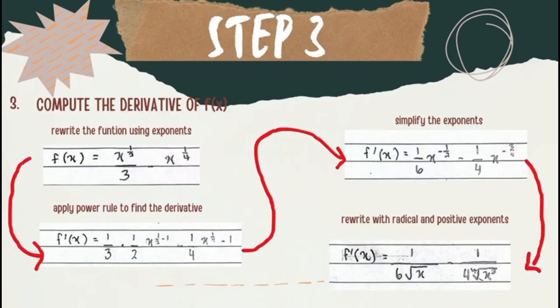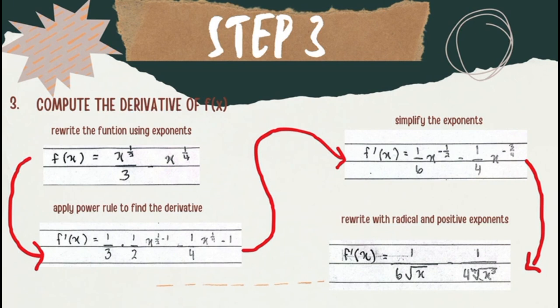Step 3. First, rewrite the function in exponent form so that it is easier to use the differentiation rule. Second, apply the power rule, which states that if we have x raised to the power of n, its derivative is n times x raised to the power of n minus 1. Third, simplify the exponent. The result becomes 1 over 6 times x raised to the power of negative 1 half minus 1 over 4 times x raised to the power of negative 3 quarters.